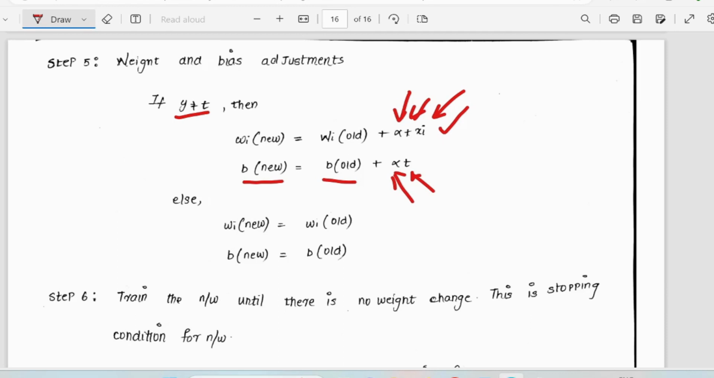If y is equal to t, that is your output is equal to the target vector, that is the else condition, then you need not update the weight. The weight updation rule will stop when y is equal to t. The new weight will be equal to the old weight, and the new bias will be equal to the old bias. This is actually acting like a stopping condition for our algorithm.